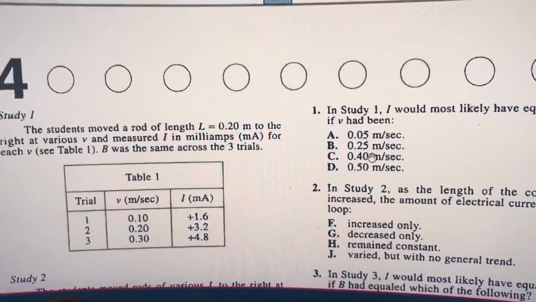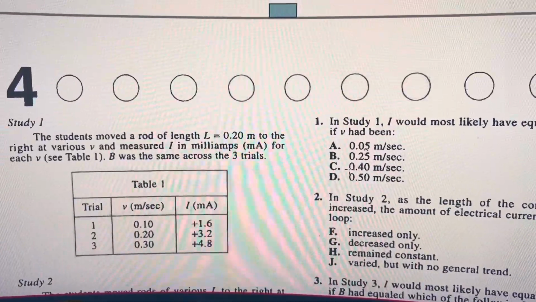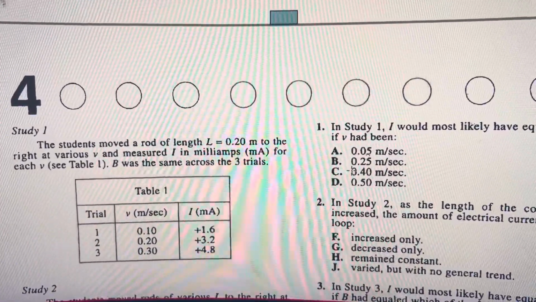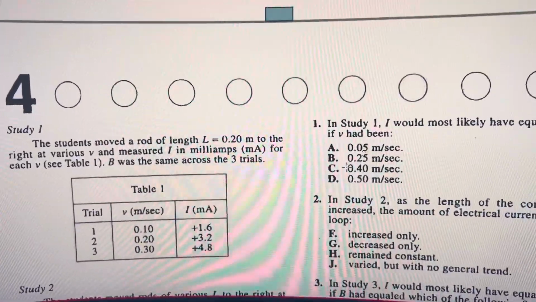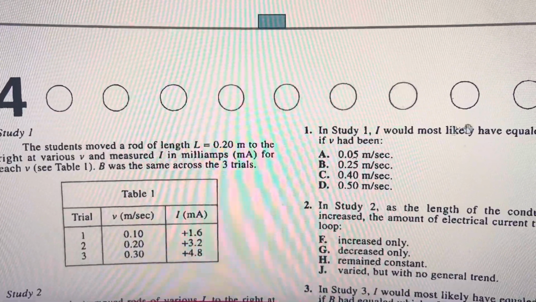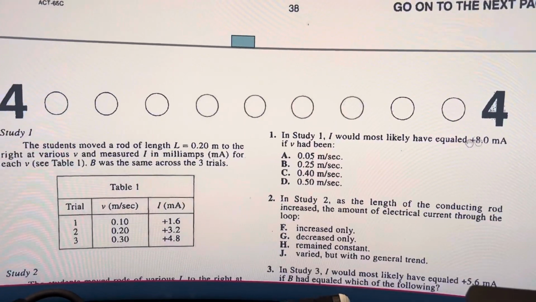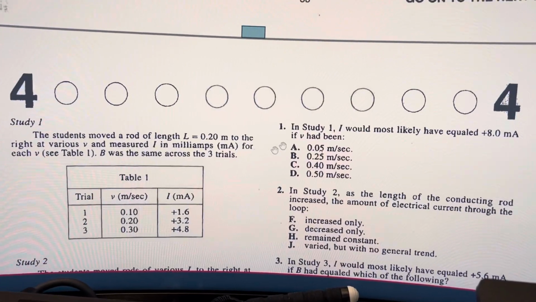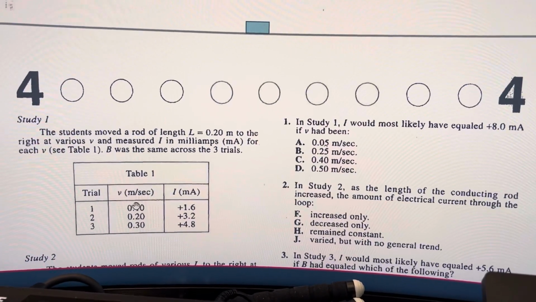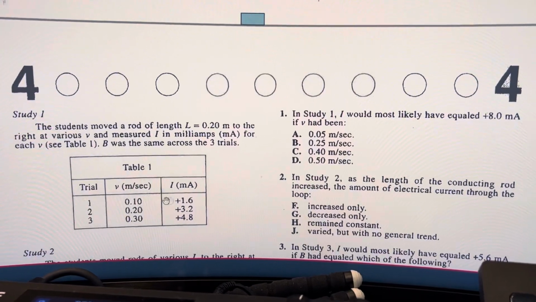Almost like when you were in middle school or grade school, if there's a square peg, do you put it into the round hole? No, you put it into the square. The square peg goes in the square. So we're just saying that if the current was 8, over here it's 8, then what is V? And you see V, velocity, goes from 0.1 to 0.2 to 0.3, corresponding to these currents.